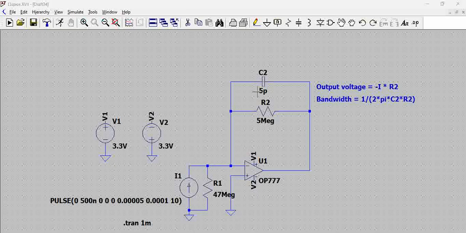So this capacitor must be used such that the bandwidth of this op amp is more than what is required. So that is determined by 1 by 2 pi R2C2. So we have to ensure that the capacitor doesn't add unnecessary restriction for this particular circuit. A very, very important parameter.